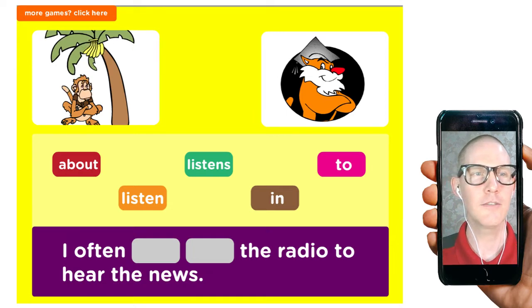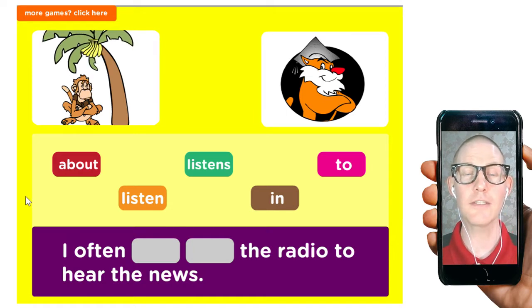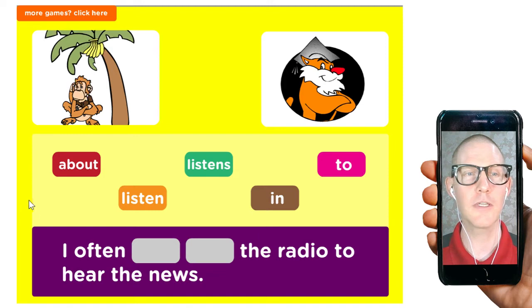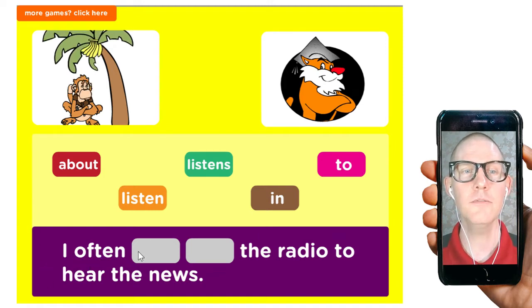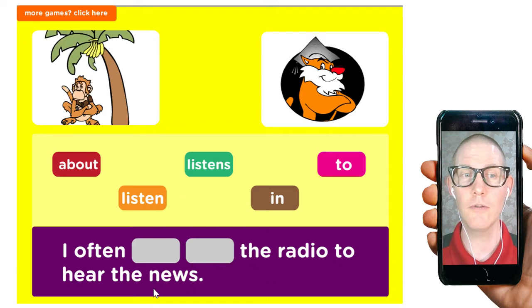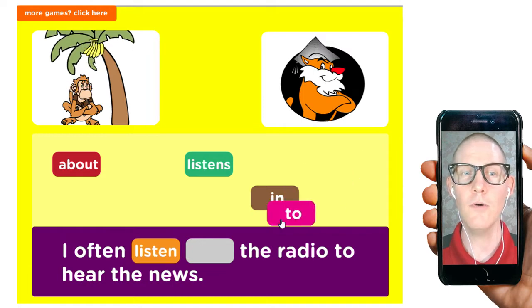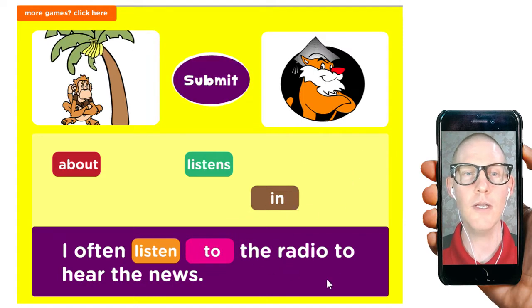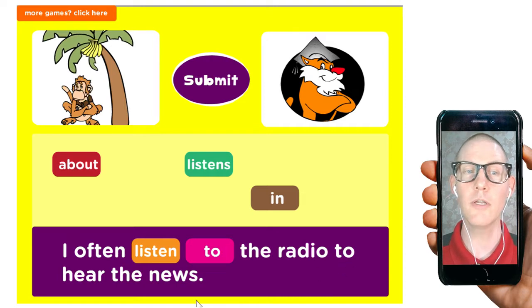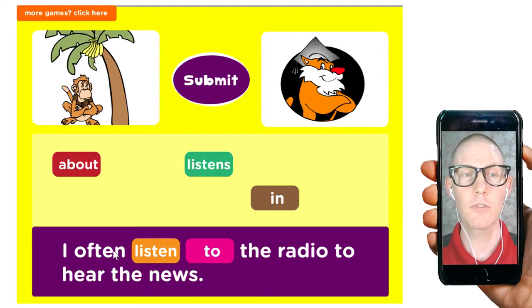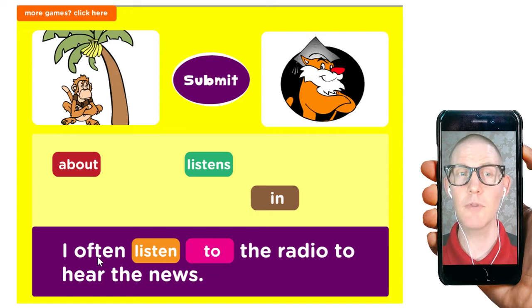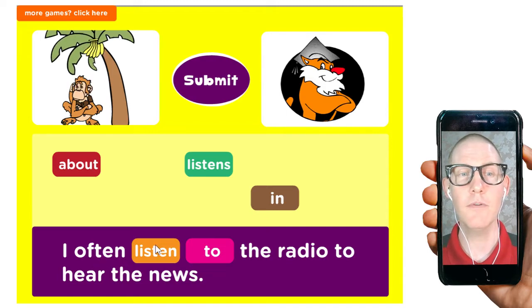Okay, I like this music. It makes me very relaxed, and it's easy for me to focus with music like this. Okay, so frequently, I often blank the radio to hear the news. All right, so I often listen. And what do I listen to? Oh, I listen to the radio. And what's the purpose? To hear the news. So it's something I do a lot. I often listen to the radio to hear the news.